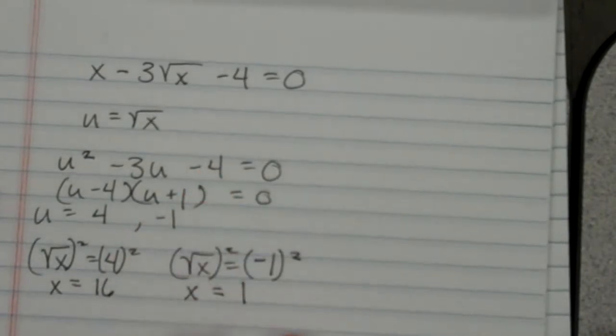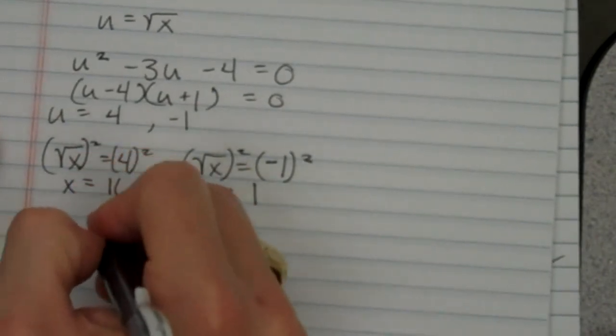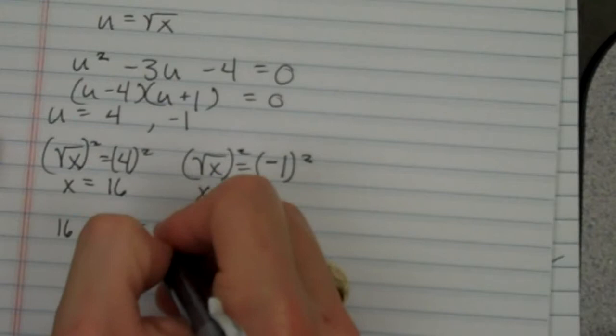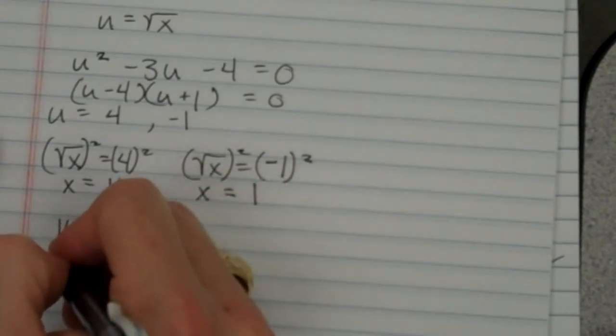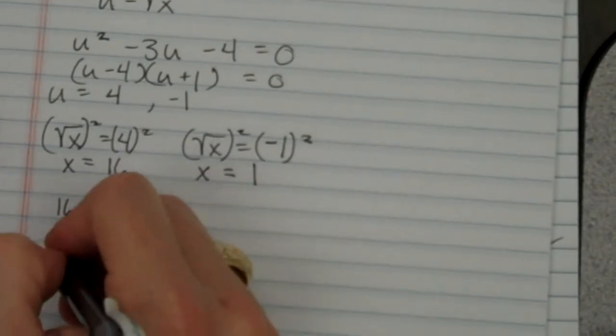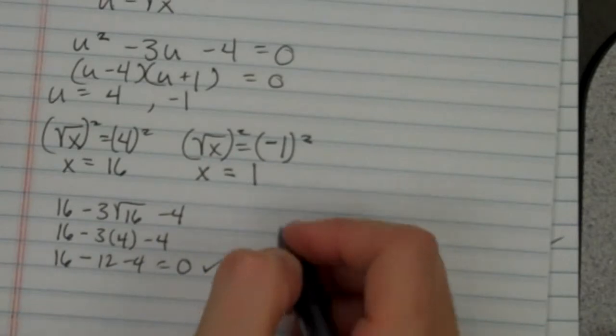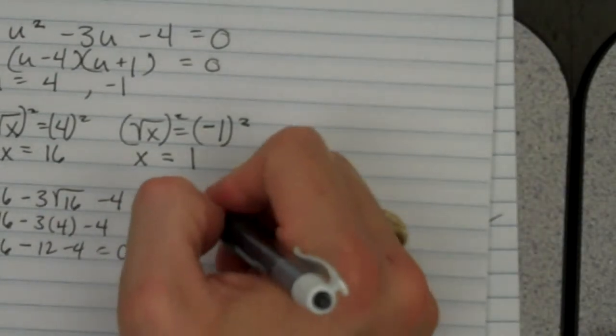Now let's plug it back into the beginning and see if that works. So 16 minus 3 times the square root of 16 minus 4. 16 minus 3 times 4 minus 4. 16 minus 12 minus 4 equals 0. Done. Let's try the other one.